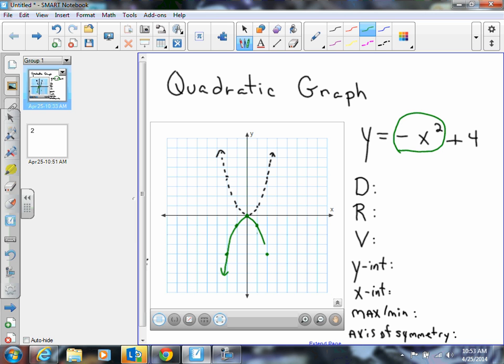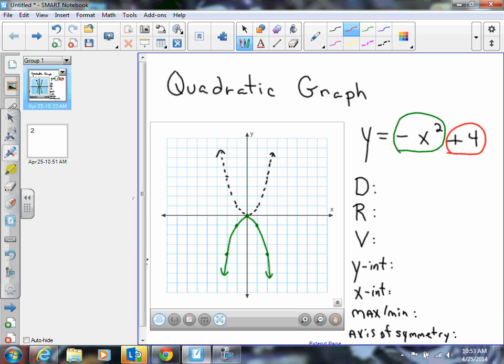And because I'm using different colors, I'm doing this one in green. My final graph is going to be in red. Normally on a test, you would probably dot this first transformation. The second transformation is the positive 4 at the back end.